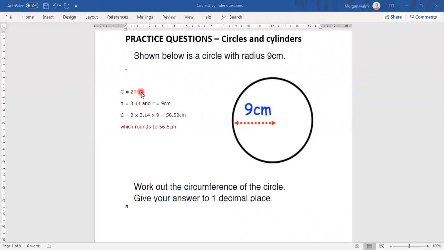When symbols are together in a formula, remember you multiply everything. So that means 2 multiplied by 3.14 multiplied by 9, which will give you 56.52 centimeters. And to put that to one decimal place means you want to get rid of that 2 there, because that 2 is a number less than 5. The previous number stays at 5. So the answer is 56.5 centimeters. So the distance around the circle is 56.5 centimeters.